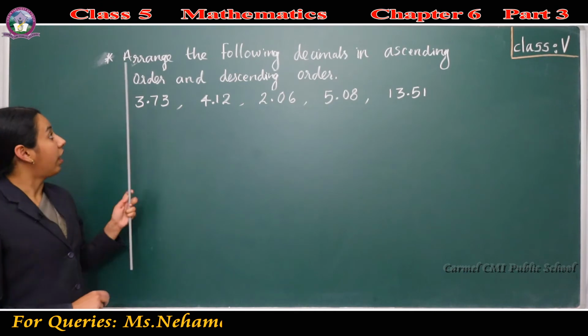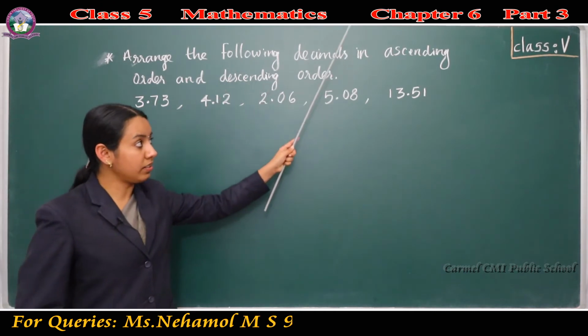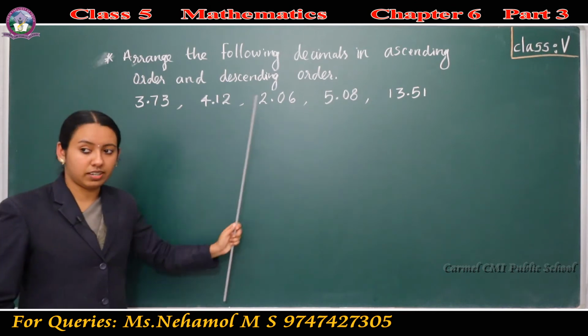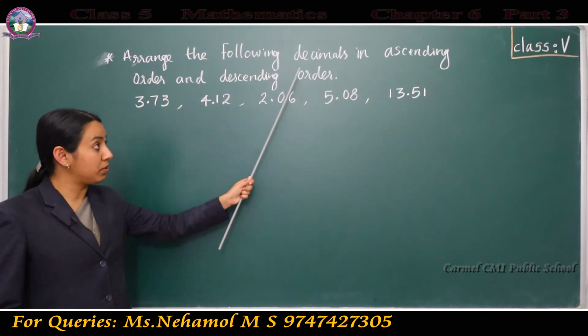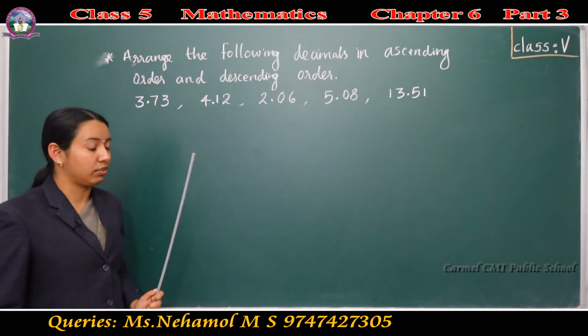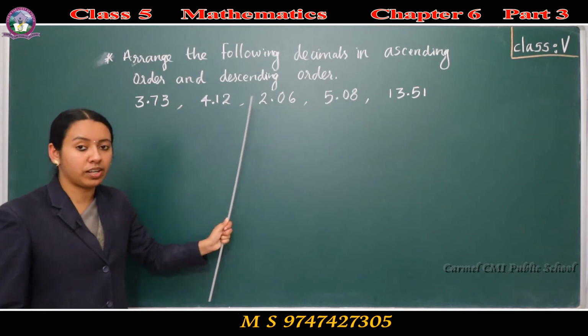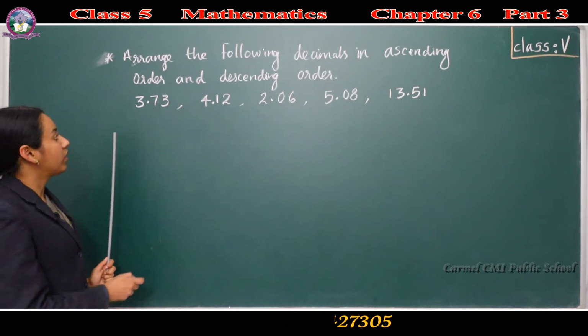Next question. Arrange the following decimals in ascending order and descending order. A set of decimals are given here. We have to arrange them in ascending order and descending order. What is ascending order? Small to big. What is descending order? Big to small.